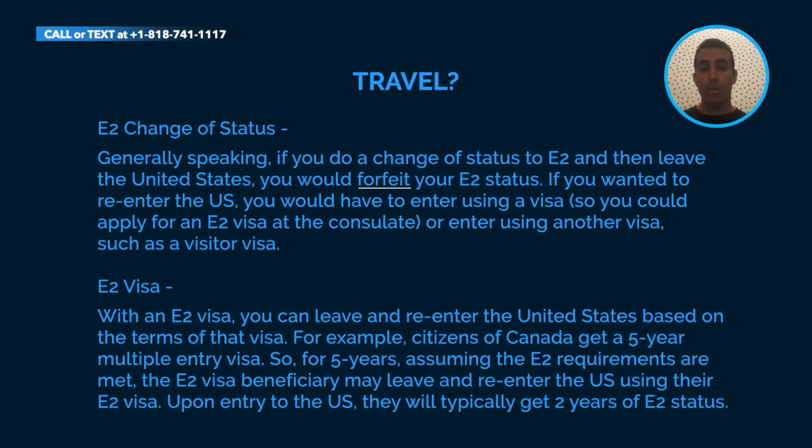But regarding travel, as I mentioned, citizens of Canada get a 5-year multiple entry visa. So for 5 years, assuming the E2 requirements are met, the E2 visa beneficiary may leave and re-enter the US using their E2 visa. Upon entry to the US, they will typically get 2 years of E2 status. So what that means is, let's say you're somebody that has a 5-year E2 visa. You can enter the United States, and once you enter, you'll typically be granted 2 years of E2 status. Then, once that 2-year period is coming to an end, you can leave the United States and then re-enter and get another 2 years of status.